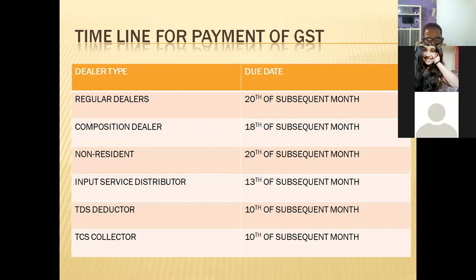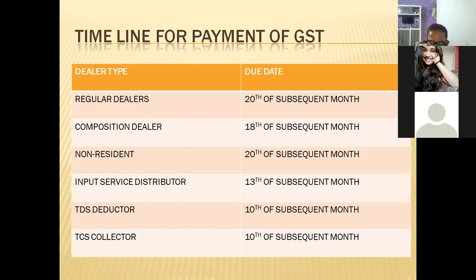Now for a composition dealer, the due date is the 18th of the next month, or subsequent month. This month you have to pay in June; the 18th is the due date for a composition dealer. For a regular dealer, it is the 20th of next month. For non-resident taxpayers, it is the 20th of the subsequent month. And for input service distributor, it is the 13th of next month, that means the subsequent month.